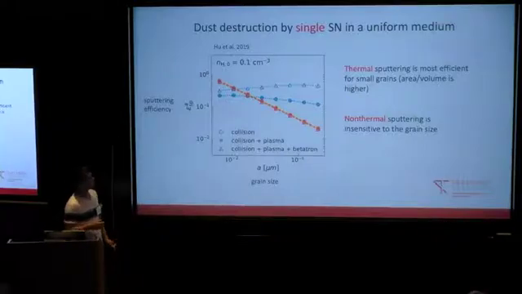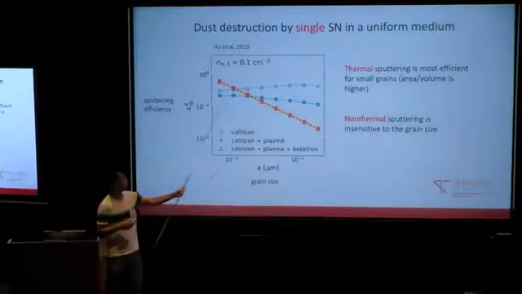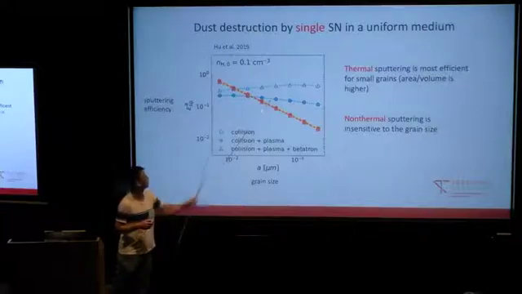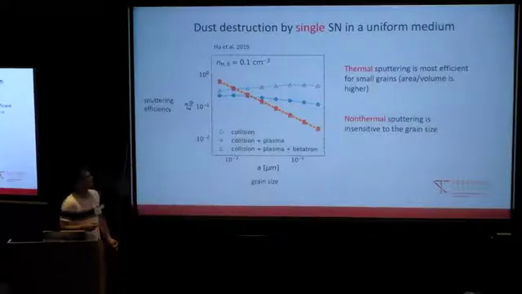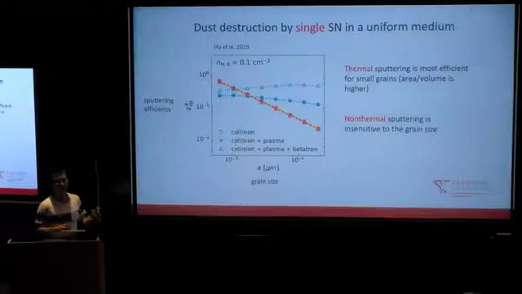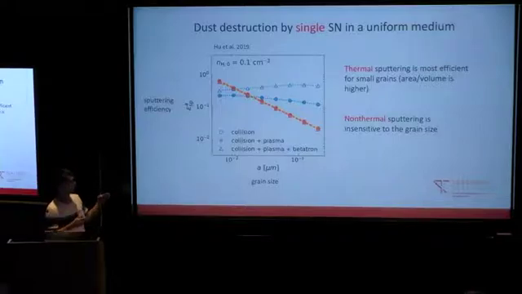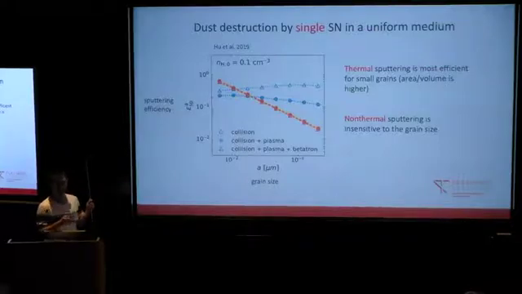However, the non-thermal sputtering is actually quite flat. You can see this flat curve, the blue curve here, and that's because the drag force has the exact same dependency as the sputtering, because drag force is all just collision between dust and gas. So the dependency on grain size cancels out.